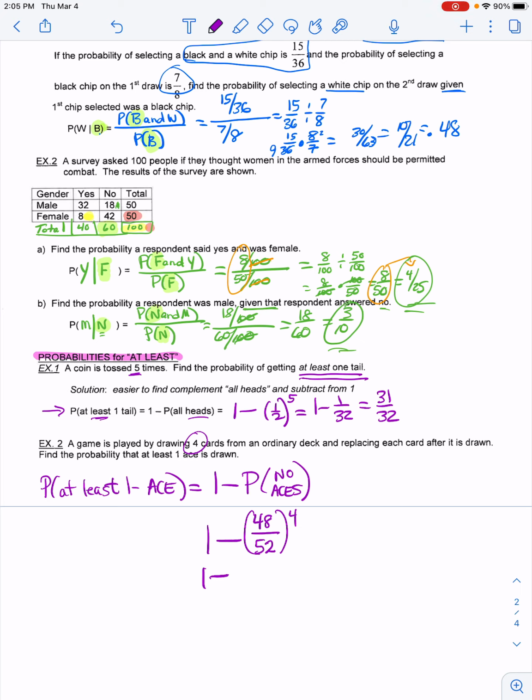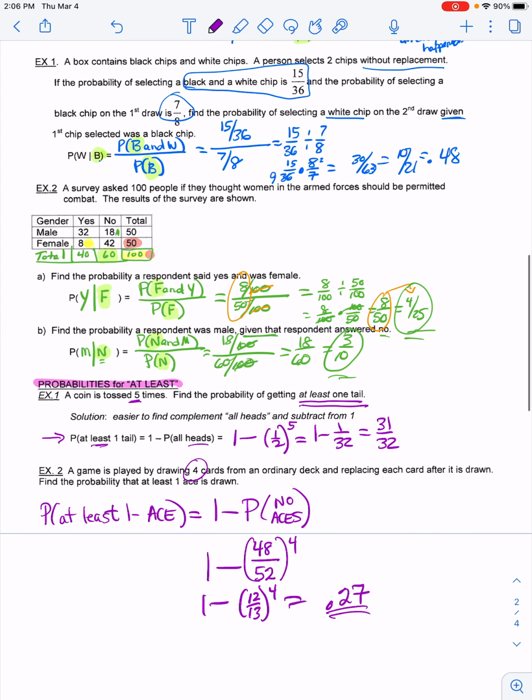Honestly, I guess I lost my notes on this, so I've got to grab my calculator quick. Sorry about that. So let's see here. If we take 48 out of 52, you could think of this as 1 minus 12/13 to the 4th if you want. So if I do that, 1 minus, I'm getting this to be about 0.27, and that's the best I've got. I just took it to a decimal. All right, well, hopefully that's good.